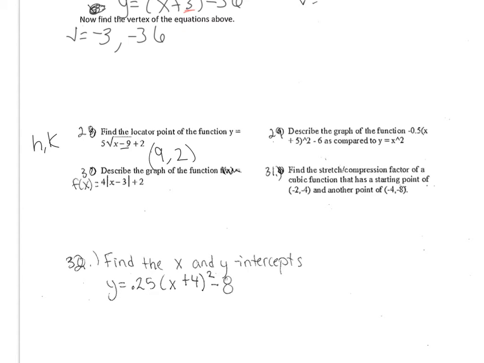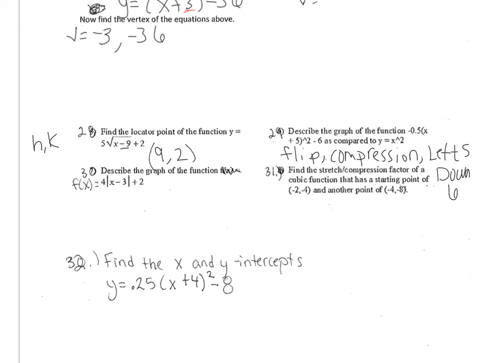This one says describe this graph as compared to y equals x squared. So what that means, just tell me. Well, the negative means it's a flip. And we're comparing it because that is its parent graph. The 0.5 means it's a compression. If that number was bigger than 1, it'd be a stretch. The x plus 5 means it goes left 5. And the minus 6 means it goes down 6.